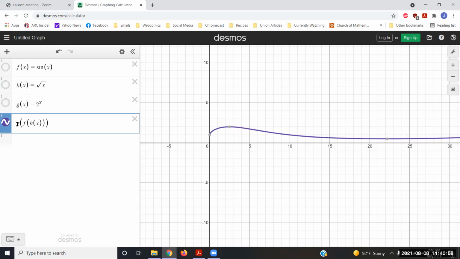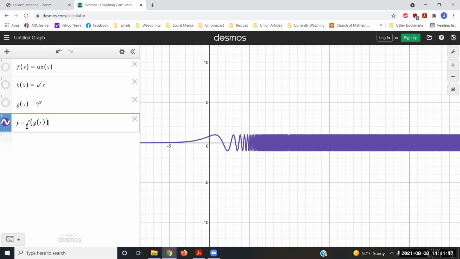But then the question becomes, what about other compositions? I want to do y equals that, because there's a lot of different compositions that we could do. What if we did sine of 2 to the x? What would sine of 2 to the x look like? Well, that would be f of g of x. What if we were to be doing the square root of sine? What if we were to be doing this 2 to the sine?